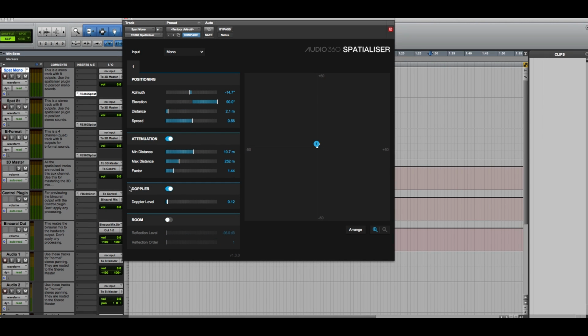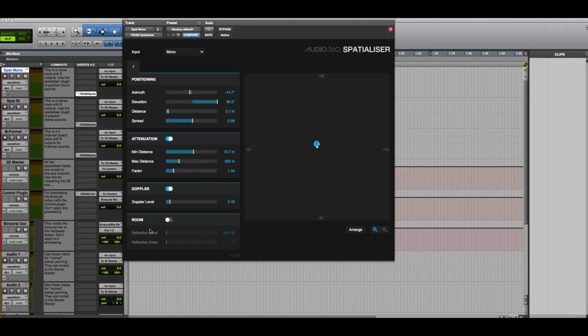Okay, so Doppler effect is that sound you get when a sound passes you and seems to drop in pitch. So you'll have a car coming as it passes you, like that. That drop in pitch is the Doppler level. So, I mean, having it up here would be way too much, completely unnatural. So you want to keep it around here. But again, you've just got to play with it, depending on the sound. Remember, this is an algorithm, so it's not real. So you've got to play with it until it fits the sound that you're working with.